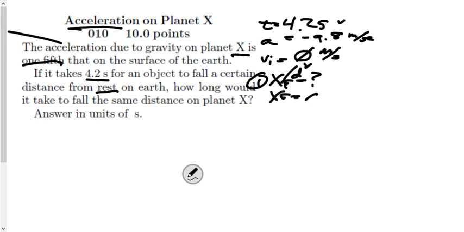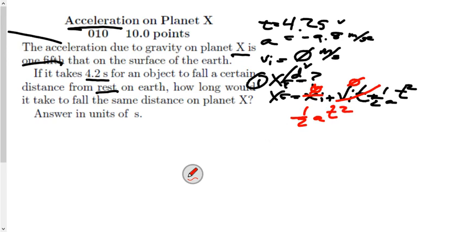xf is equal to xi plus vi times t plus 1/2 at squared. Now, we know the initial velocity was 0, and anything times 0 is 0, so that's gone. We also know that if I don't mention or ask for initial position, we're going to say that's 0 as well, so that's gone. The only thing we have left is just 1/2 at squared.